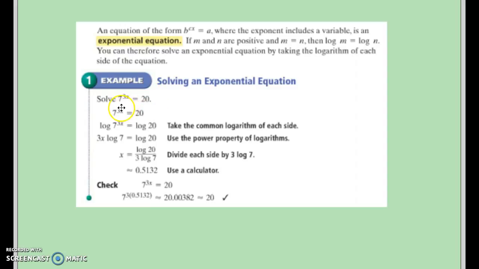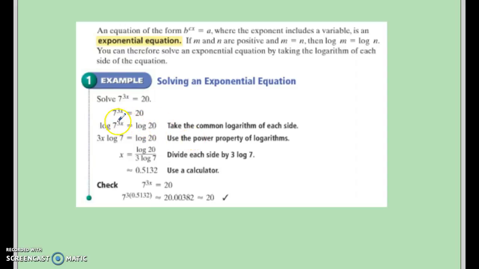So I'm given this equation, 7 to the 3x equals 20. So first thing I want to do is take the log of each side, and I use the common log, which is log base 10, because that is something I can use in my calculator. And we will end up using that, so we want to use the common log. So really I have log of 7 to the 3x equals log of 20.